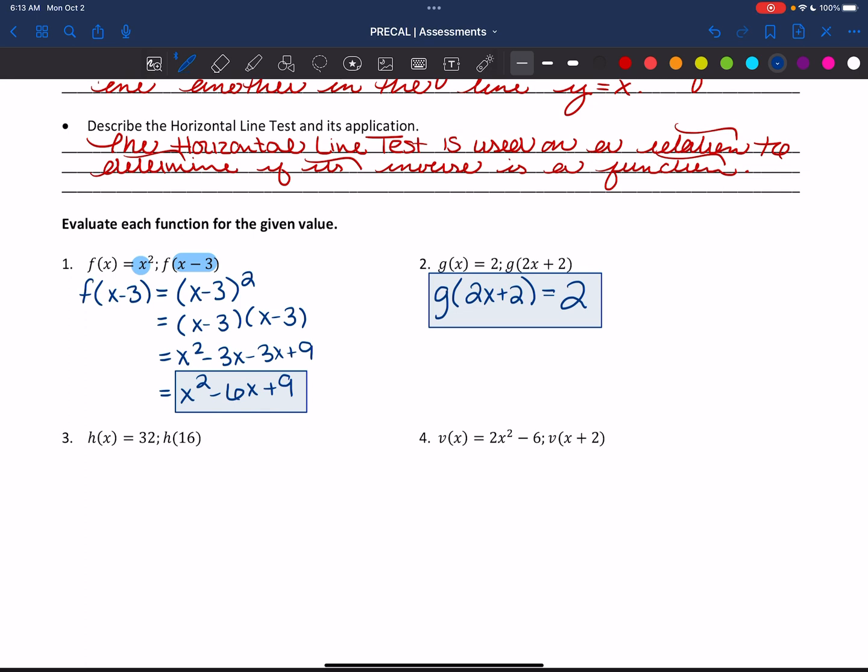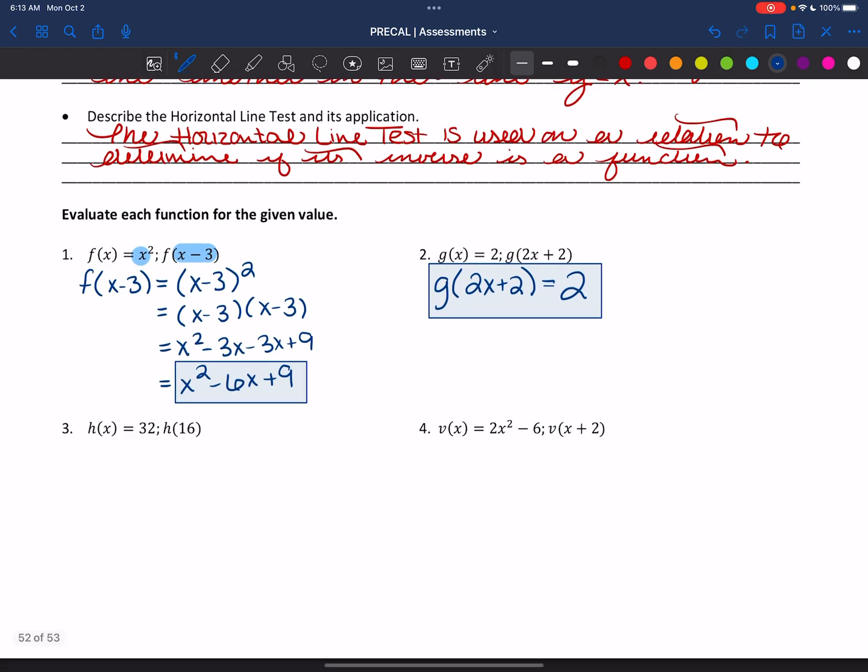And once again, we see that here with example number 3. h of x is equal to 32, meaning that h at no matter what we input will still just be 32. It doesn't change to 16. No, it's going to always be an output of 32. It's when graphed a horizontal line.